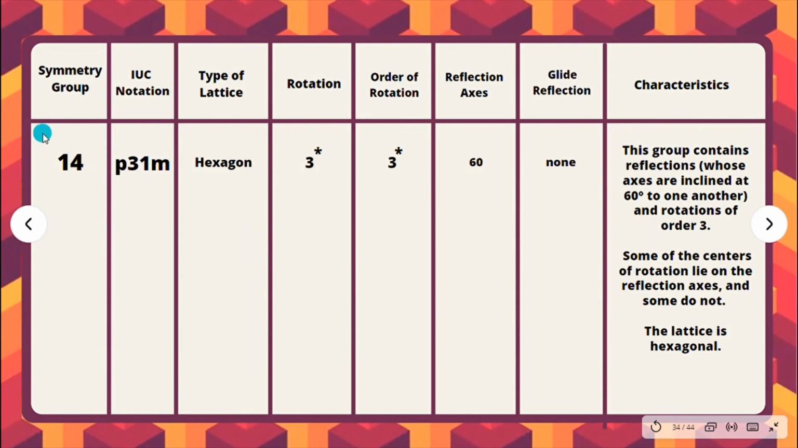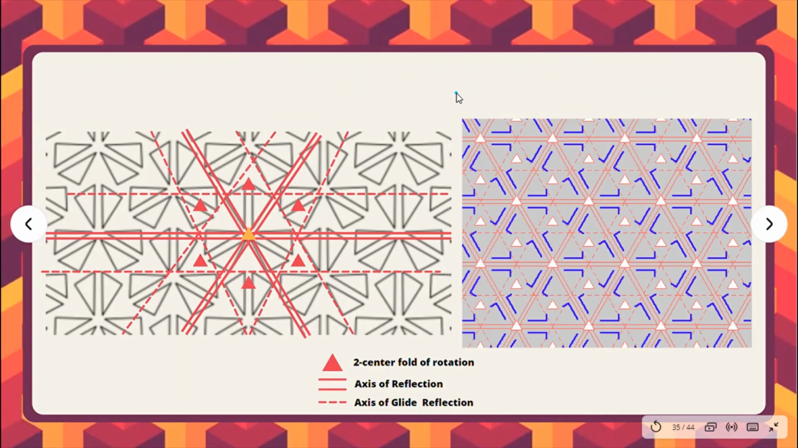Here we have the 14th symmetry group, the P31M. It uses a hexagonal type of lattice as well. And for this one, it uses an asterisk for the three rotation and rotational orders. The three asterisks here depict a 60-degree angle of rotation. And lastly, for the reflection, we have a 60-degree one. Take a look at this example of a diagram.